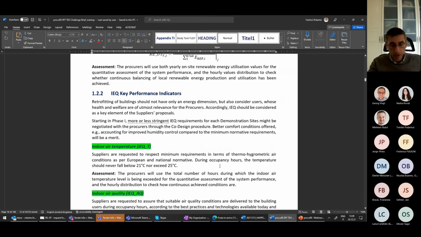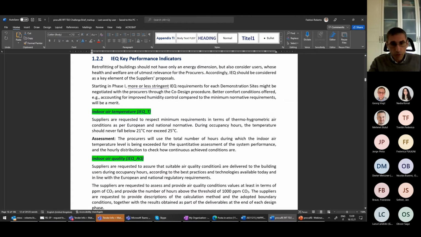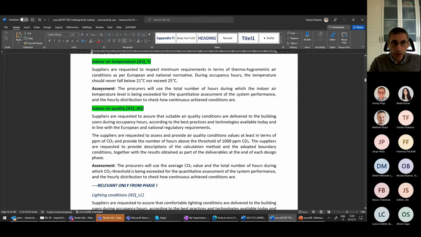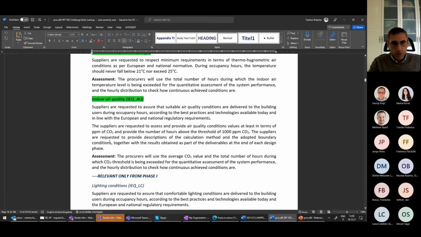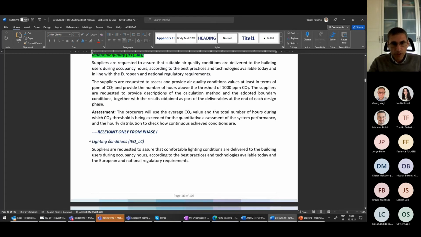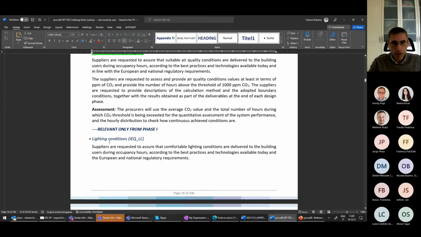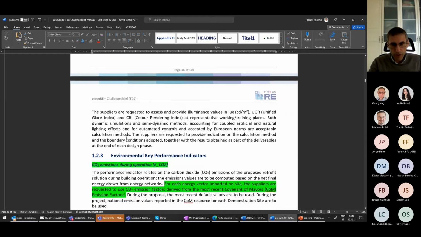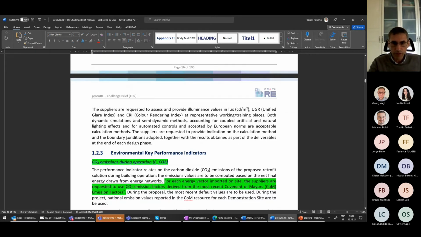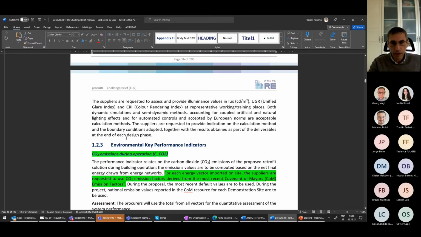Apart from the energy perspective, as I said before, we want to look into comfort for the users, so indoor air quality and indoor air temperature, with indoor air quality to be calculated based on CO2 ppm inside the building rooms. In the future phases of the project, we are going to also ask to deepen in terms of lighting conditions, which is a little tricky to be calculated. Therefore, we decided for this initial phase to leave it out.